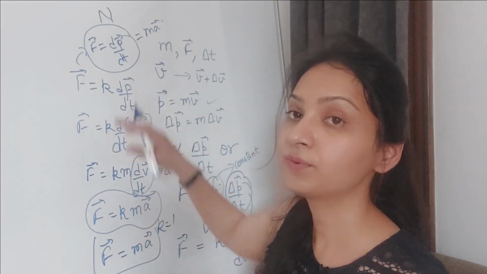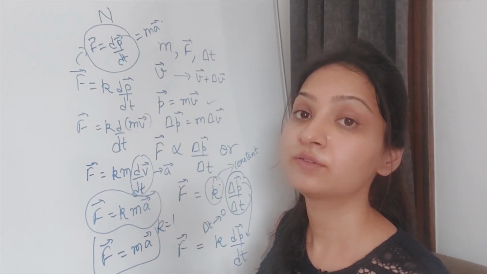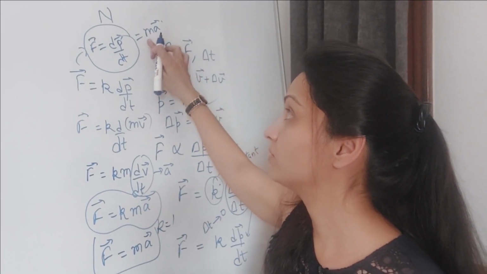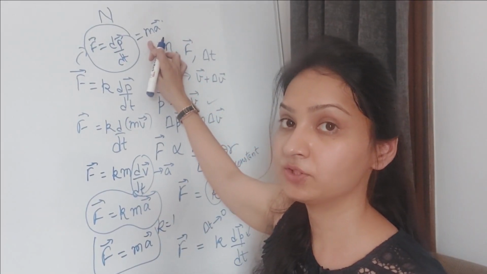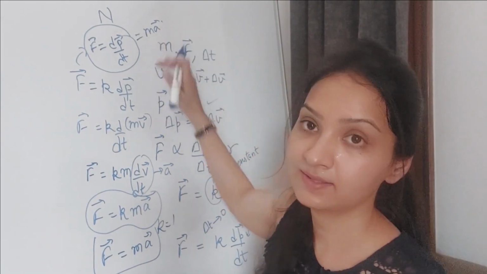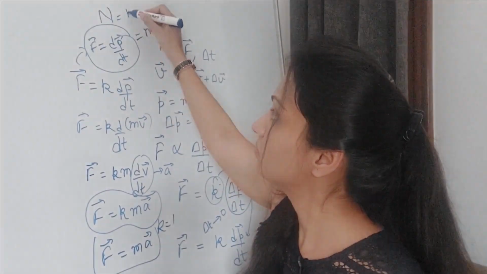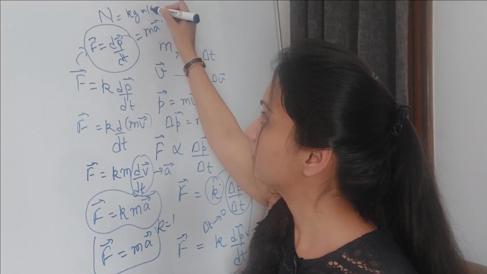The SI unit of force is Newton, and you can define 1 Newton as the force that would accelerate an object of mass 1 kg to an acceleration of 1 meter per second square. So this means that 1 Newton is equal to kg meters per second square.